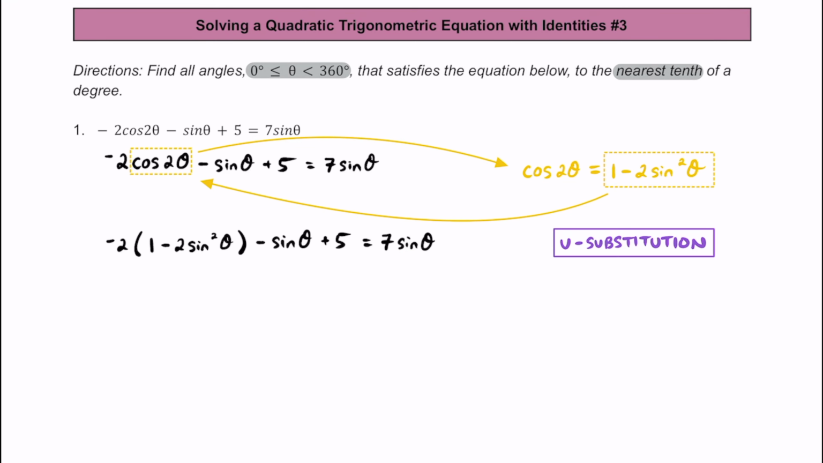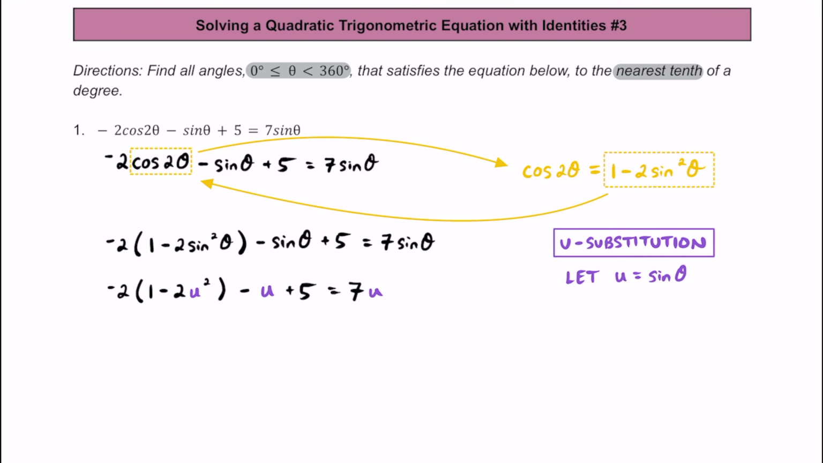And while you can totally keep the sine of theta throughout the entire equation, I'm going to choose to go ahead and use some u substitution, and I'm going to do it now, but feel free to do it a little bit later if you want to. I'm just going to say let u equal the sine of theta, and just use u throughout the rest of this equation until we need to sub it back later. Swapping out u for each of these sine of thetas, we're going to have -2 multiplied by 1 minus 2 times u squared, and then we're going to have minus u plus 5, and this is going to be equal to 7 times u on the right side of the equation.